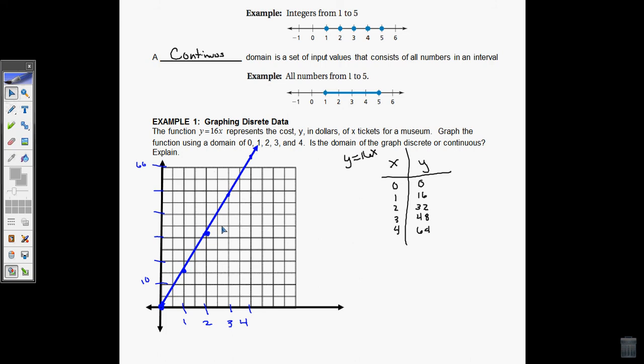Well, I really have to think about the context of the problem. What am I talking about? My inputs are x tickets for a museum. I had 1 ticket, 2 tickets, 3 tickets, 4 tickets. Can I have 2.5 tickets? Can I have 1 3/4 tickets? No, I cannot. That line goes away. What we have here is a very discrete number of input values. I can't look at all the numbers in between. It's not continuous. So this is me graphing this function with singular integer values.